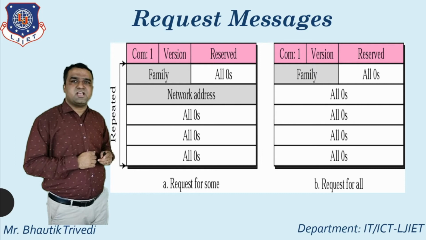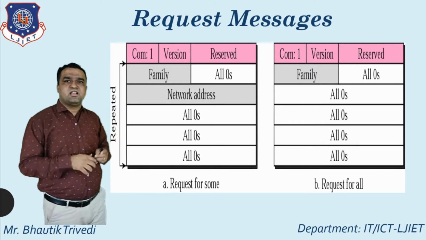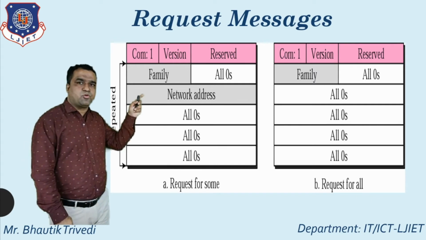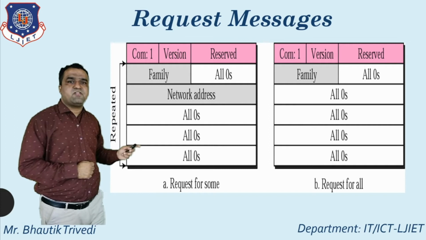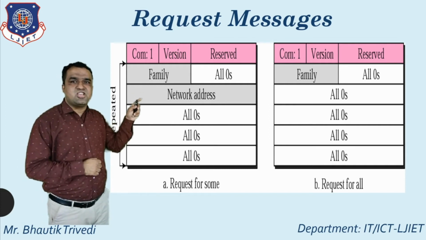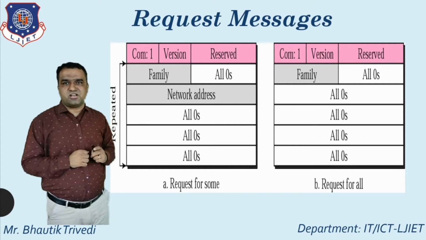After that version is there, then after reserve is there, then after family is there, then after all zeros. So here request for some supports the network address, and request for all supports all zeros, which means that one can be treated as a unicasting concept and that one can be treated as a broadcasting concept.